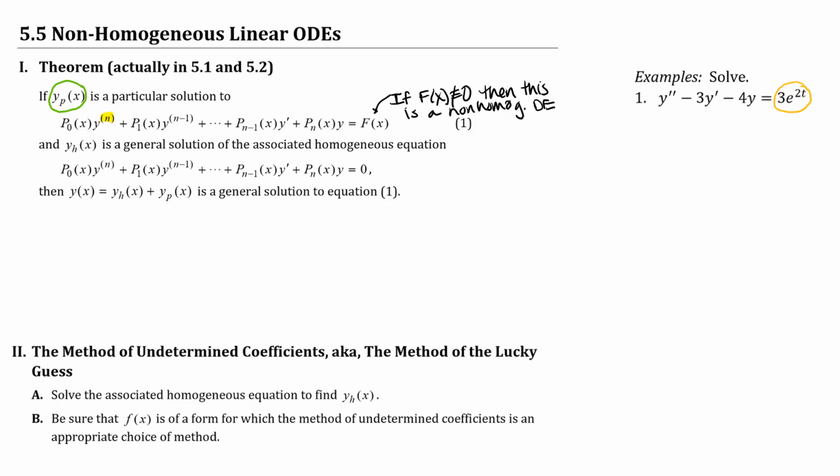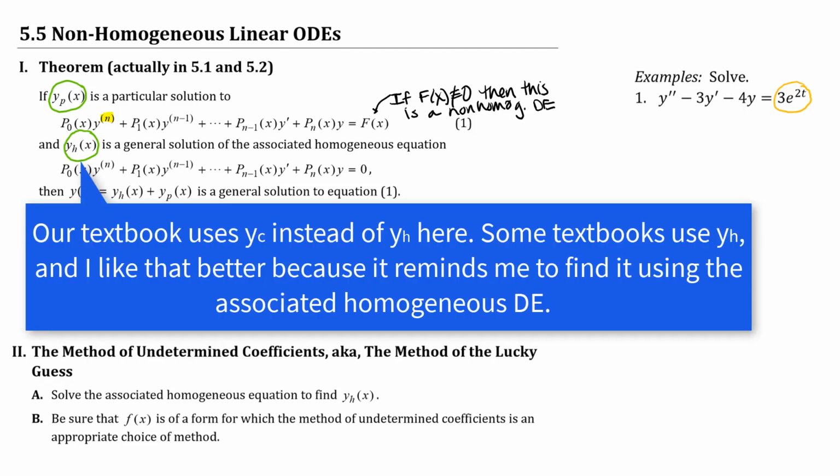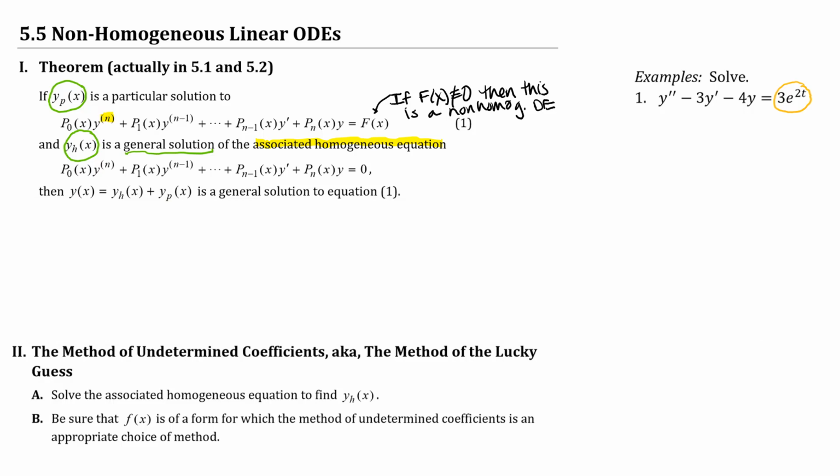Alright, so our yp is a particular solution to this non-homogeneous differential equation, and yh, so we need to pay attention to those subscripts, is a general solution of the associated homogeneous equation. The associated homogeneous equation is exactly the same as the original non-homogeneous differential equation. It just has that f function replaced by 0. So we're just letting that right-hand side equal 0. Then y equals yh plus yp is a general solution to the equation that we started with.